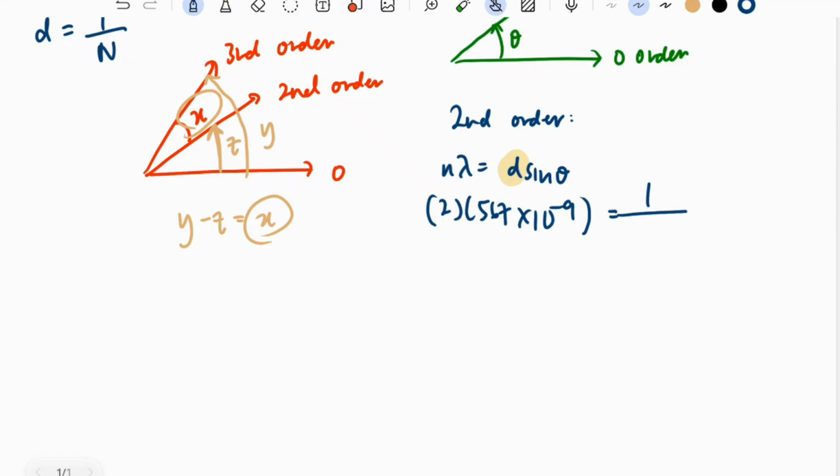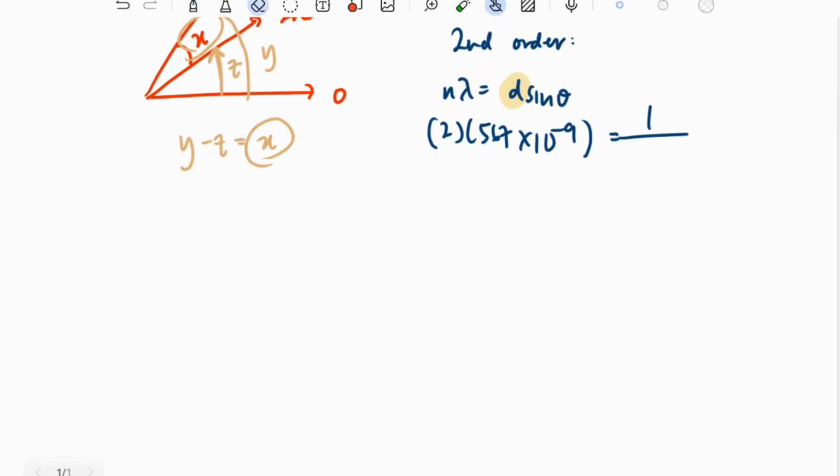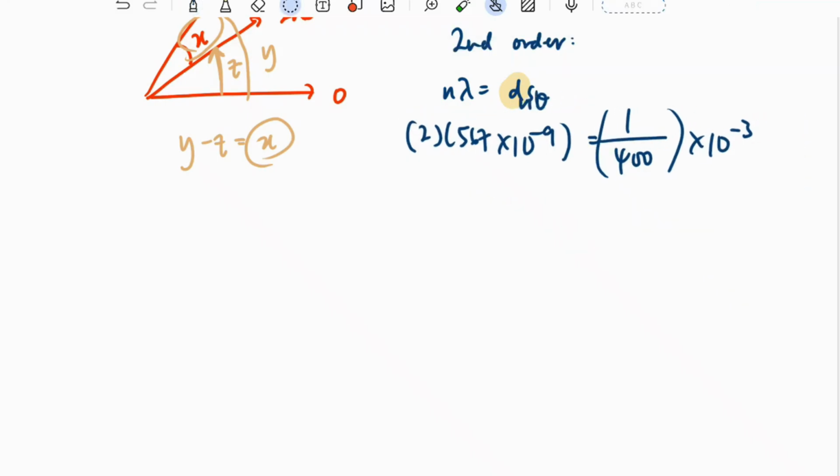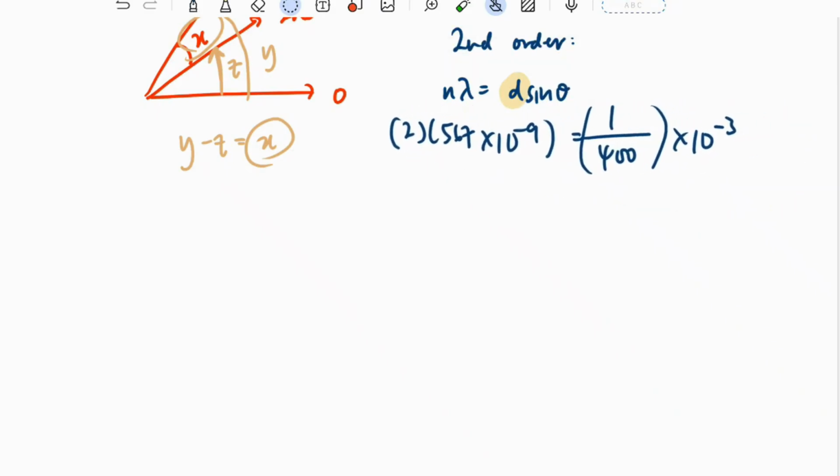So 1 divided by 400, then times the whole thing by 10 to the power of negative 3 to convert it to meter. Okay, let me just put this to the side here a bit. Oops, I'll only bring the above one, so I don't have enough space.